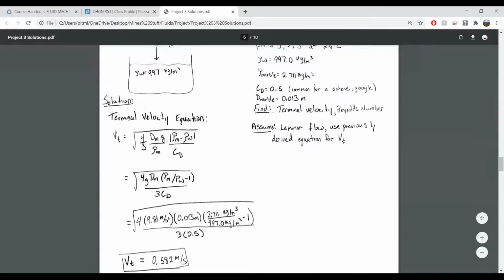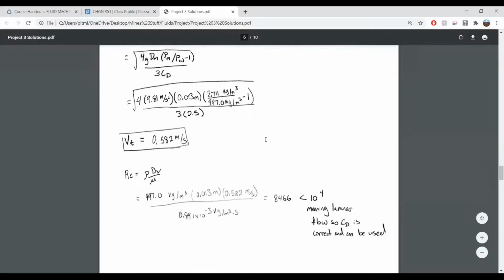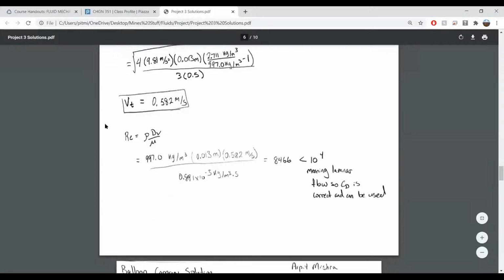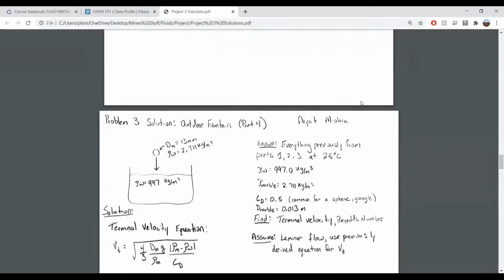And in order to be able to use this coefficient of friction that I've given here, we had to make sure that the Reynolds number was appropriate to use it. And that's why I asked to check the Reynolds number at the end. And here we do that, and it is less than 10 to the 4th power, which means that it's laminar flow. So therefore, the coefficient of drag was able to be used.